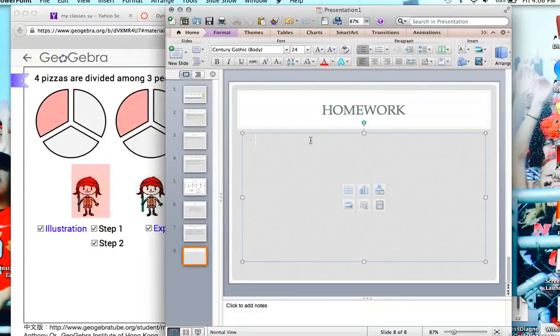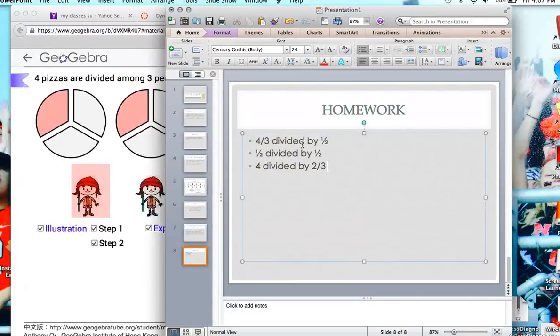So for homework, there's a few questions I want you guys to answer. We can do 4 over 3 divided by 1/2. And I'm going to put these as half word problems so you guys can get some practice on that too. 1/2 divided by 1/2. And let's see, 4 divided by 2/3.